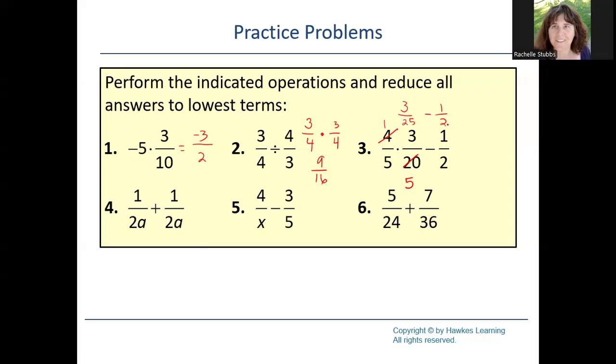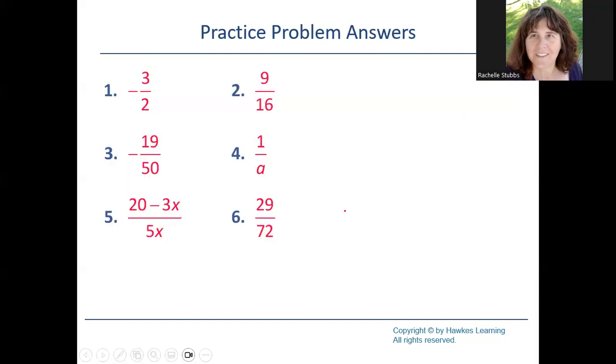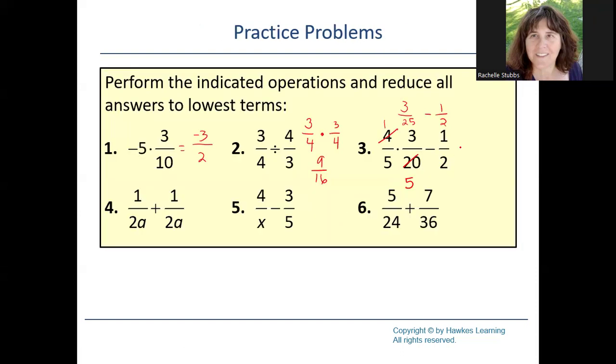So I have 3 over 25 minus 1 over 2. Now, I need a common denominator, don't I? I can do a prime factorization, but I'm pretty quick at this. I've been doing it for a while. I actually know that 50 is the common denominator for this. To make 25 into 50, I had to multiply by 2, so I'm going to multiply the top by 2. That gives me 6 minus, and to make the 2 into 50, I have to multiply by 25. So I'm going to minus 25, and that's going to give me negative 19 over 50.